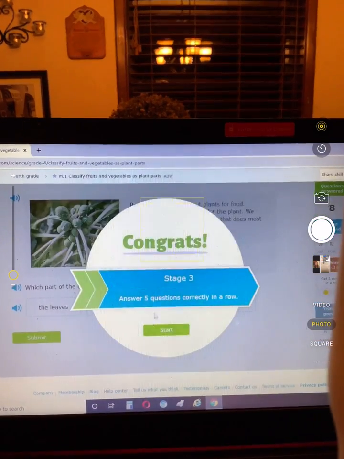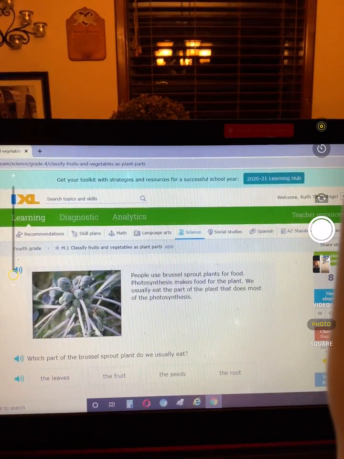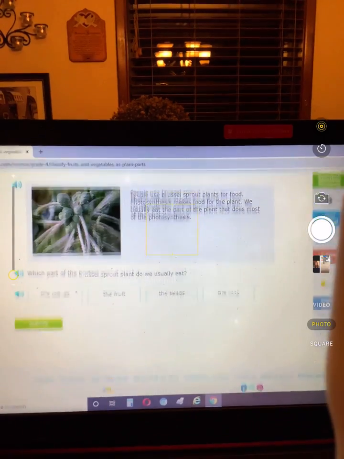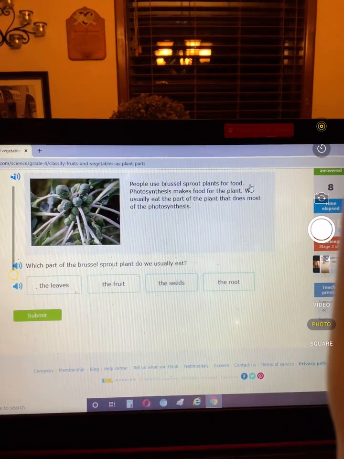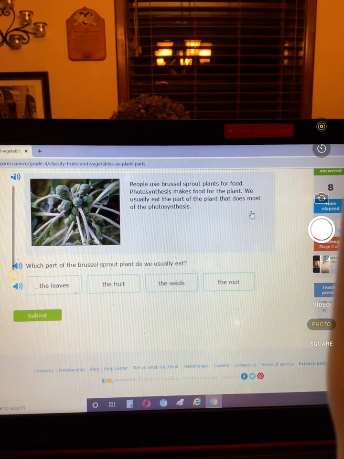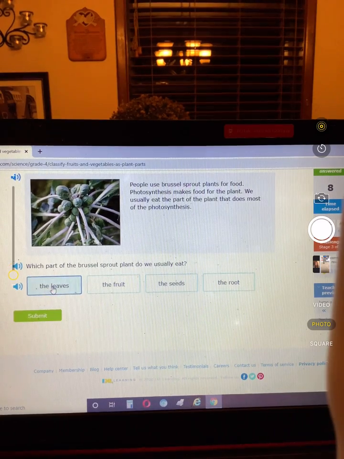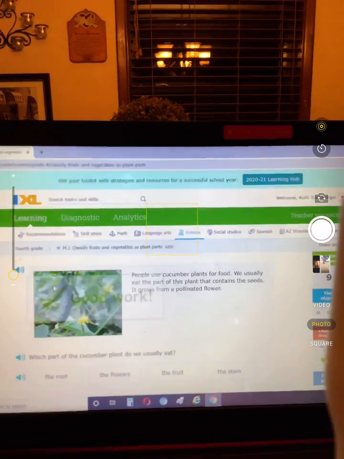Okay, and then the last part is basically the same thing. People use Brussels sprout plants for food. Photosynthesis makes food for the plant. We eat the part of the plant that does most of the photosynthesis. So what are we eating? We're eating leaves. Okay?